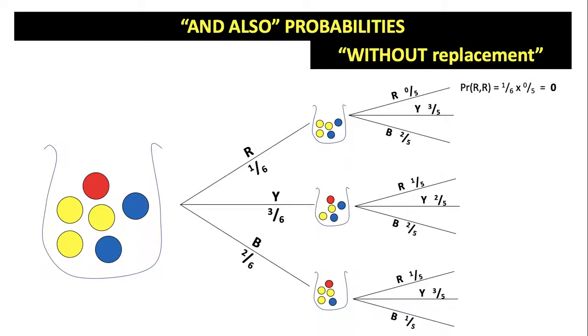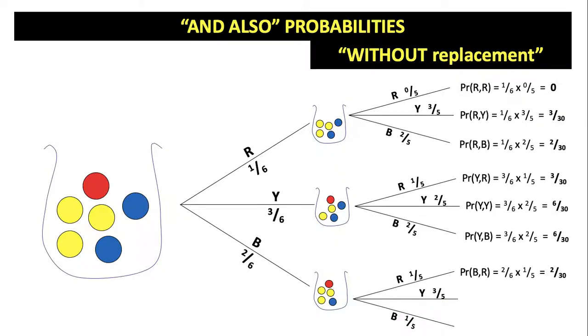So multiplying these probabilities out again, the chance of a red followed by another red, well, that's 0, because there is only 1 red in the bag, so you can't pick 2 out. Red, yellow, 3/30ths, and so on, multiplying these out to get the probabilities of the various different outcomes. And again, you should find that this adds up to 30/30ths, or 1 in other words. So by the way, picking 1 followed by picking another one without replacing it is exactly the same in effect as picking 2 out at once.